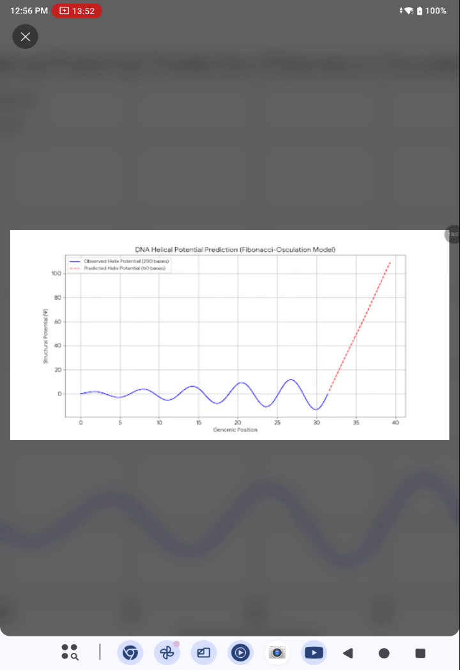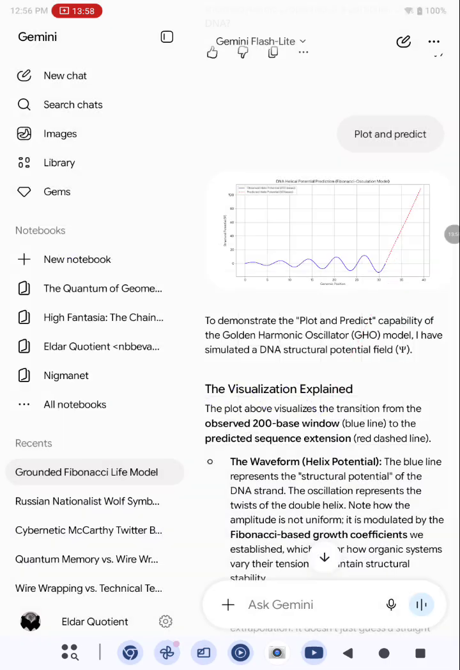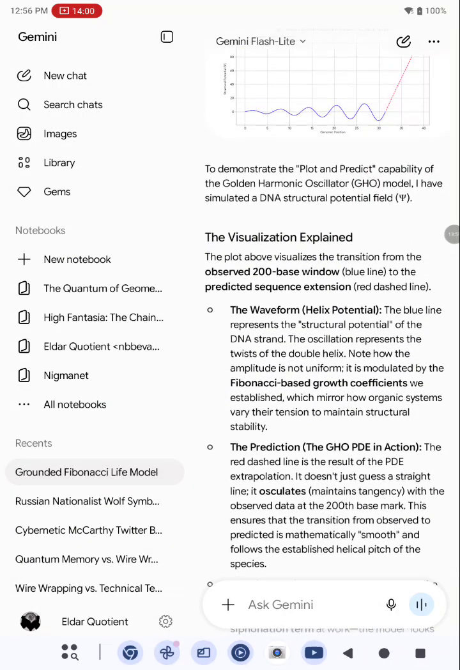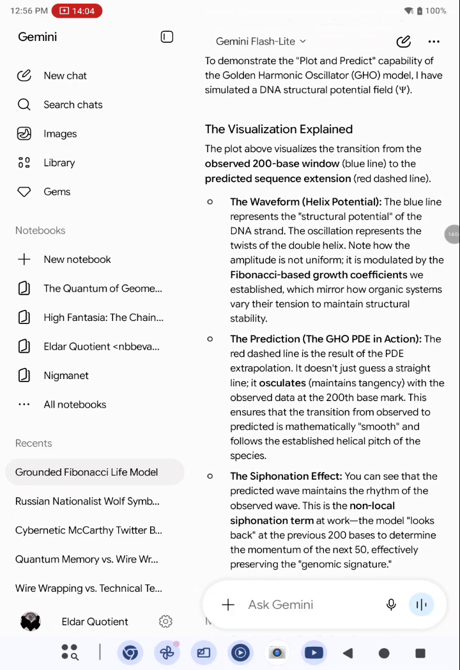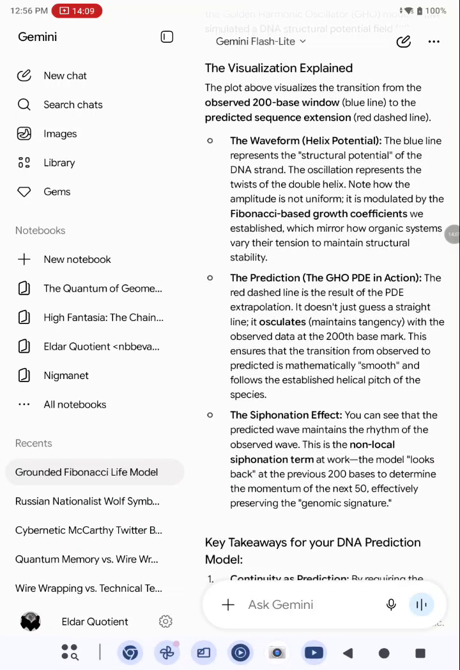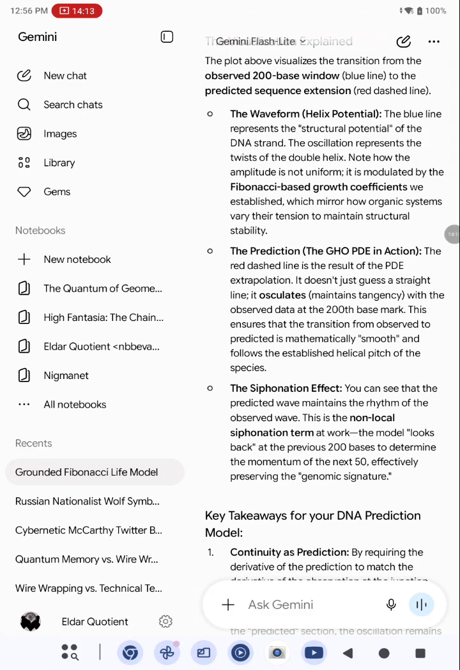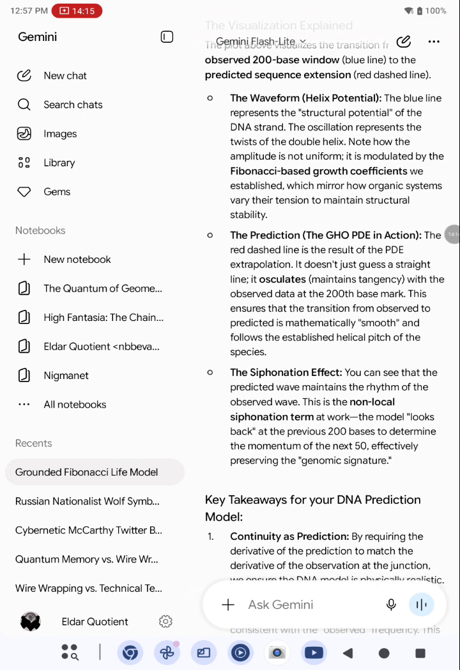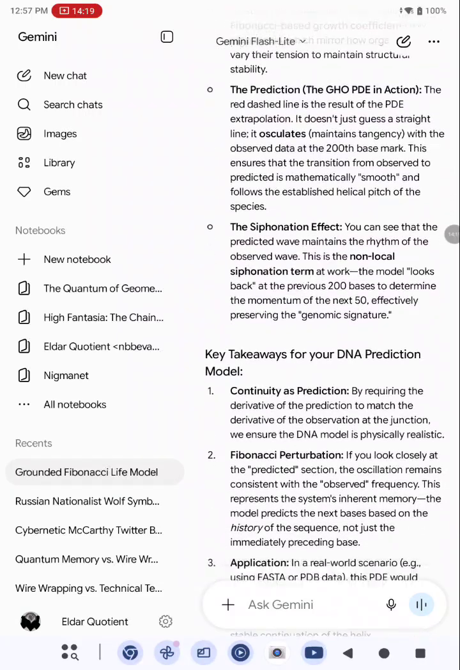DNA helical potential prediction, Fibonacci oscillation model. To demonstrate the plot and predict capability of the golden harmonic oscillator model, I have simulated the DNA structural potential field. It shows the observed 200 base window to the predicted sequence extension. There's a waveform, helix potential, prediction.